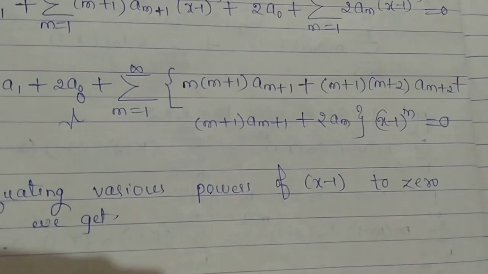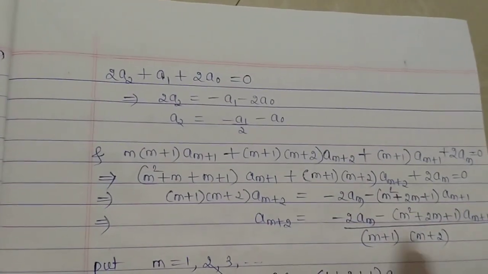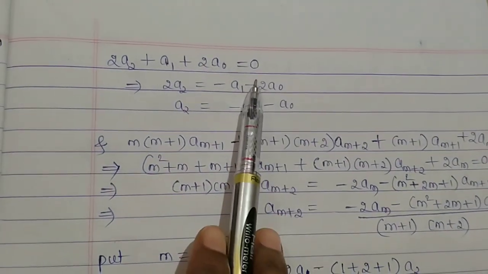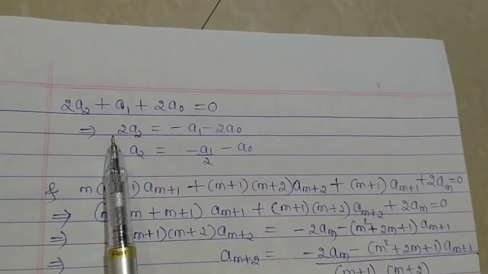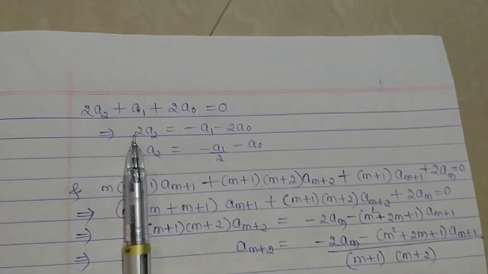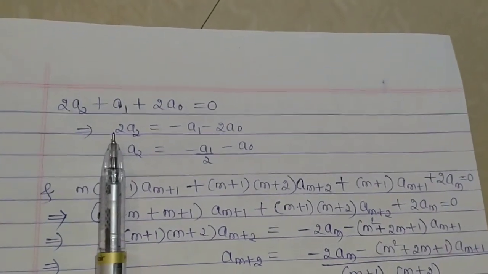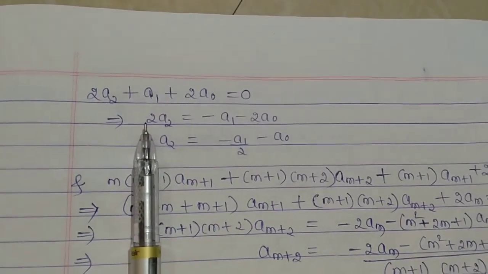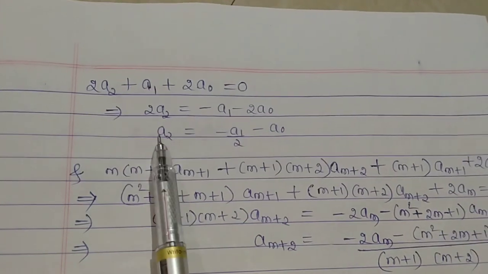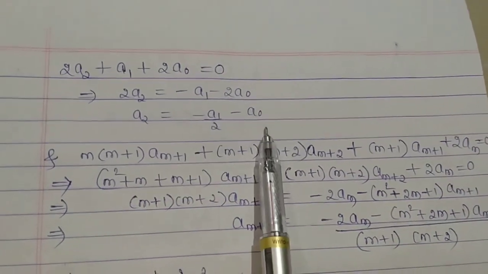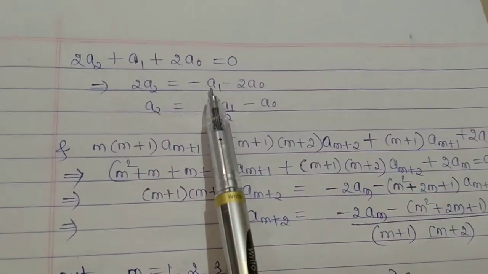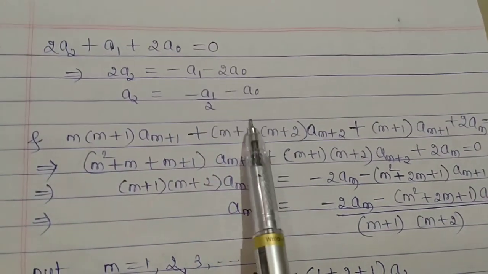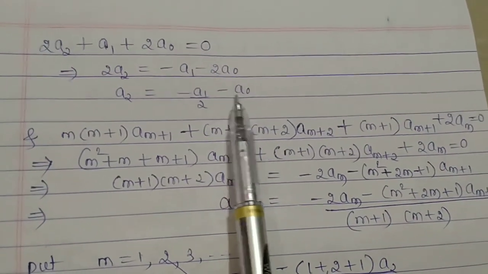Then I will get 2a2 + a1 + 2a0 = 0. As I told you, I have to write the power series solutions in the form of constants a0 and a1, isn't it? So I have to take the value of a2 here. By keeping a2 on one side, I will shift all the terms to the other side, and I will find a2 = -a1/2 - 2a0/2, which will be -a0 only.